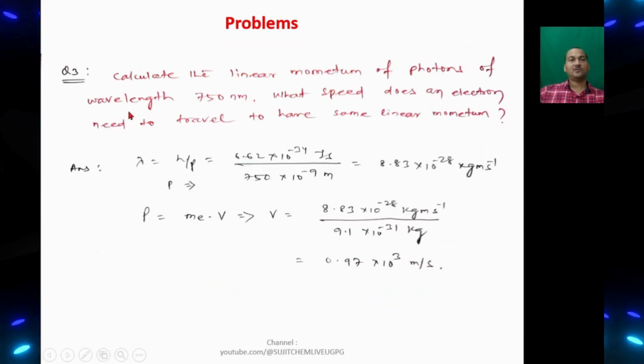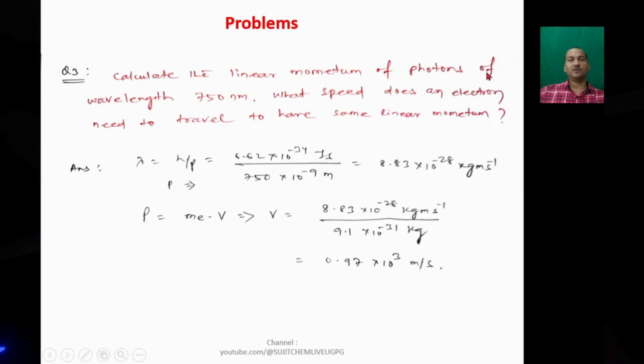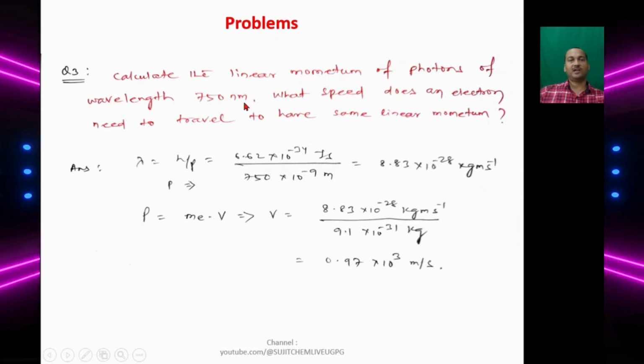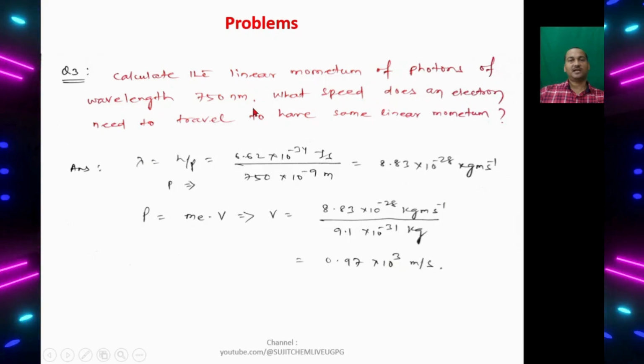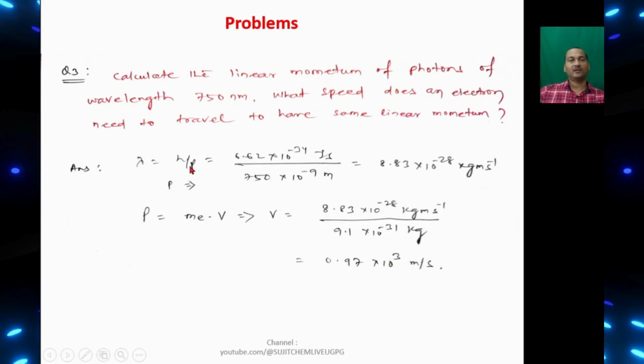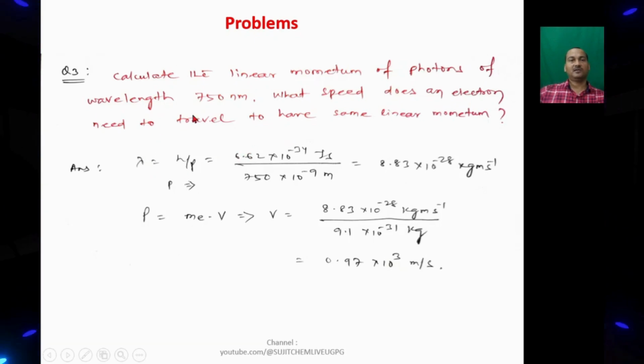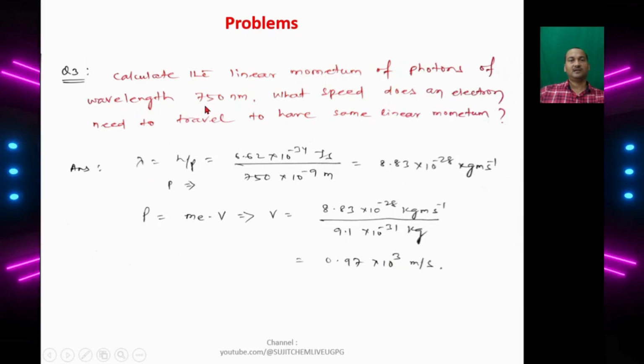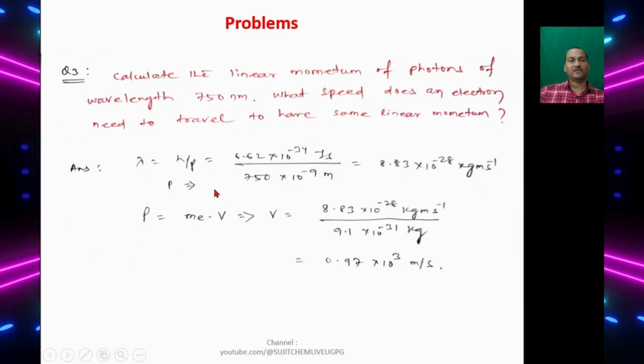So let's try another problem. Calculate the linear momentum of photons of wavelength 750 nanometer. What speed does an electron need to travel to have the same linear momentum? So here what is given? The wavelength, that is 750 nanometer.